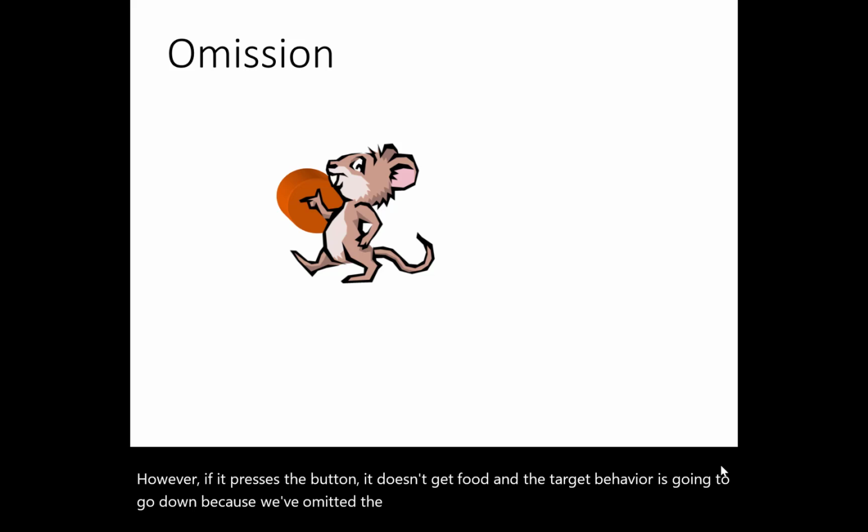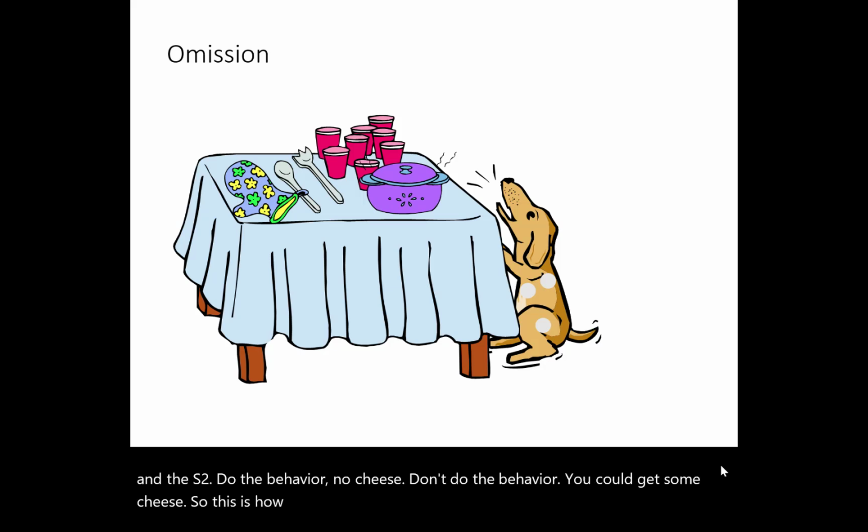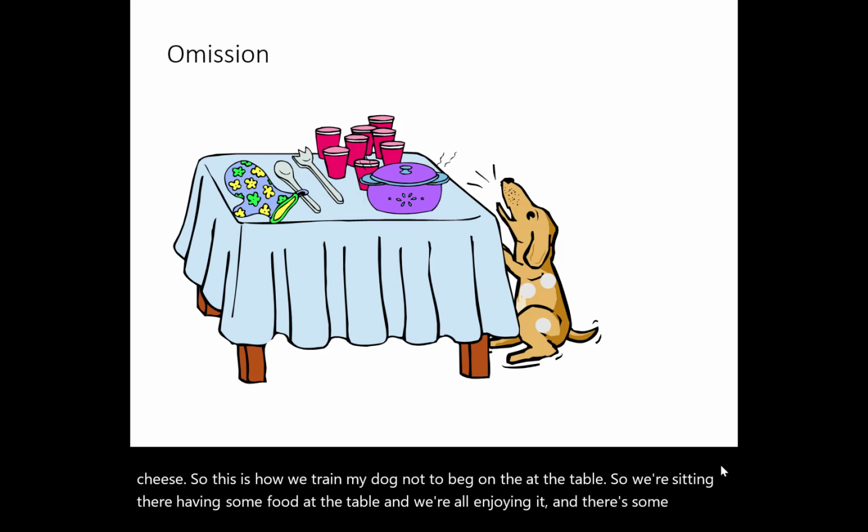There's a negative contingency between the R1 and the S2. Do the behavior, no cheese. Don't do the behavior, you could get some cheese. So this is how we train my dog not to beg at the table. So we're sitting there having some food at the table, and we're all enjoying it, and there's some food, some scraps that the dog would like.